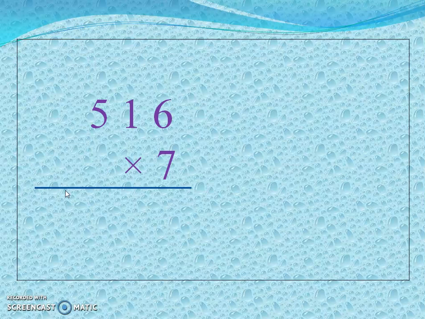Here our first example is 516 multiplied by 7. 7 6s are 42 where 4 goes up as a carryover, 2 comes down. 7 1s are 7 plus 4 gives you 11 where 1 goes up as a carryover, again 1 comes down. 7 5s are 35 plus 1 gives you 36. So we came to know that 516 multiplied by 7 gives you 3612.